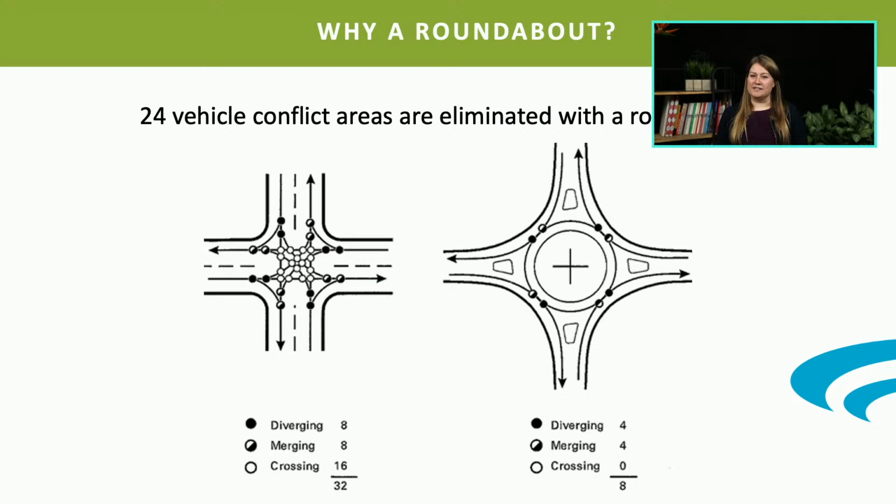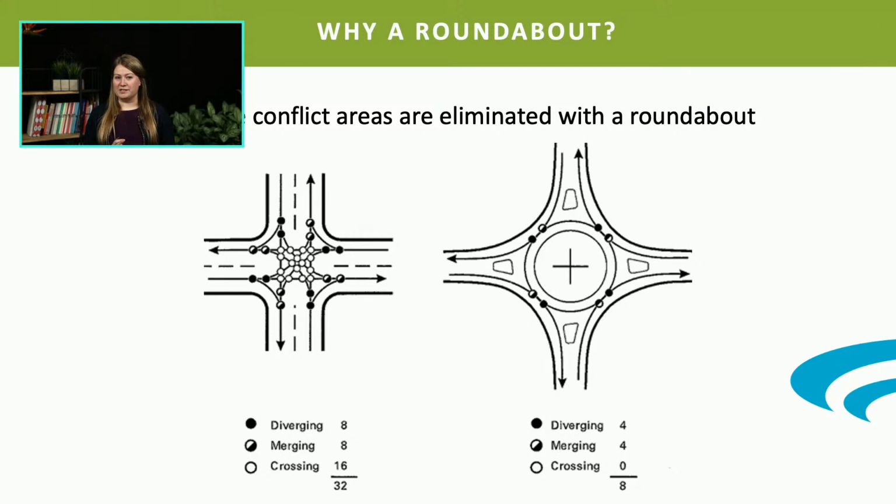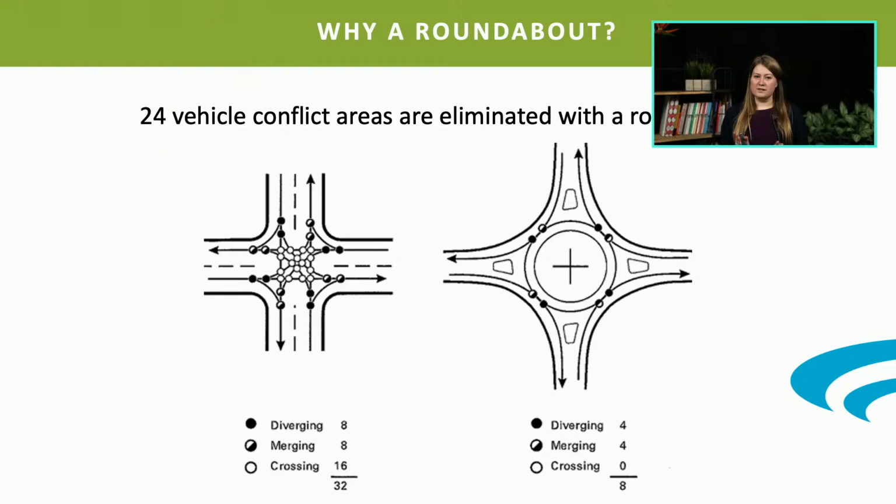And why is it that roundabouts are more safe? So we look at the conflict areas for vehicles in this case. So if you have the intersection on the left, you have in total 32 conflict areas, while on the right, the roundabout, you have only 8. So that means significantly less conflict areas. And the conflict areas are no crossings. So you don't have any conflicts of people crossing each other and having a collision on the side.